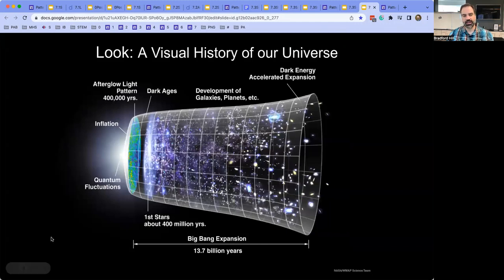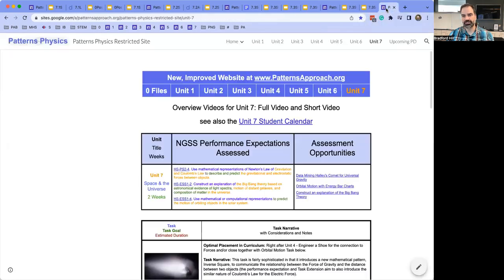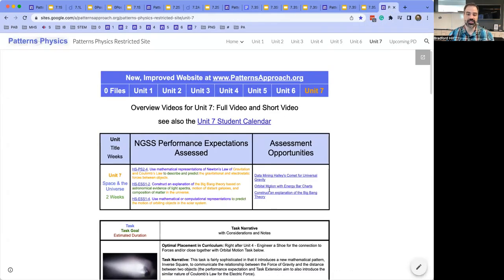And then ultimately they are to construct an argument for the evidence of the Big Bang. And here's just another beautiful visual that students come to understand. So that is the overview of Unit 7.